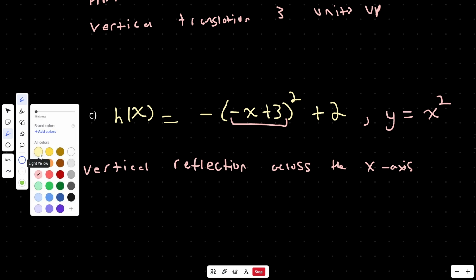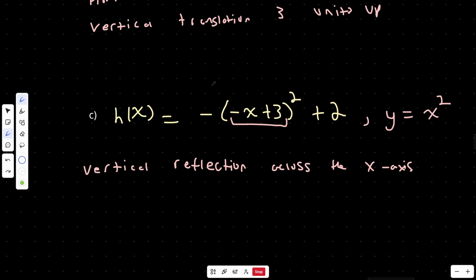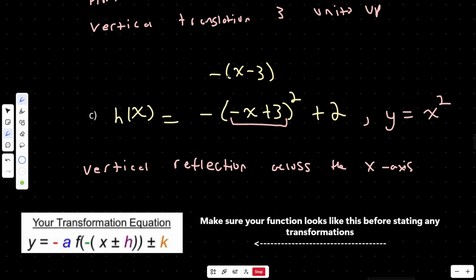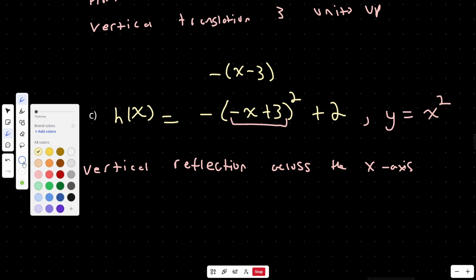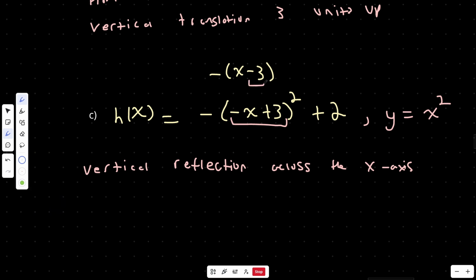So what I'm going to do here is simplify this down. So instead of minus x plus 3, we're going to factor out the negative, and this is going to become x minus 3. So this is your proper notation. Before we state any transformations, you always want to convert your function into the normal transformed outline. Because if we try to state the transformations without doing so, we would be saying that we're going left 3 units, but in reality, we're actually going right 3. So it's always important you factor out the negative here.